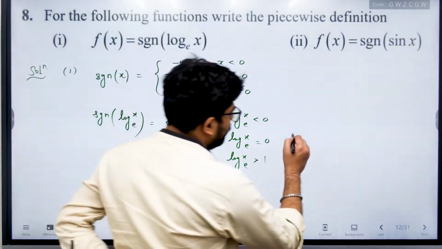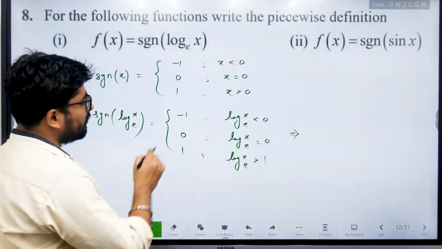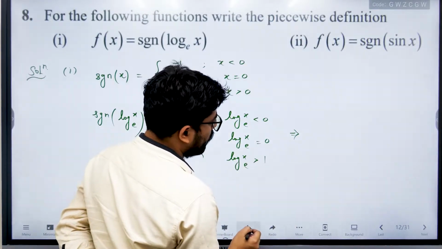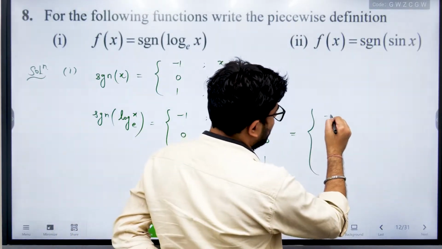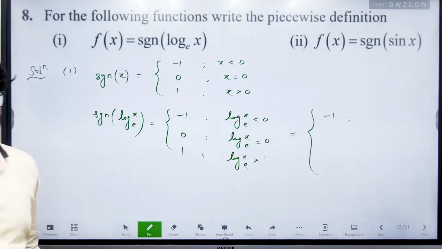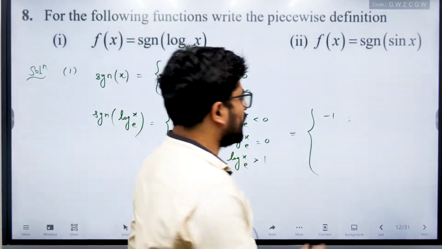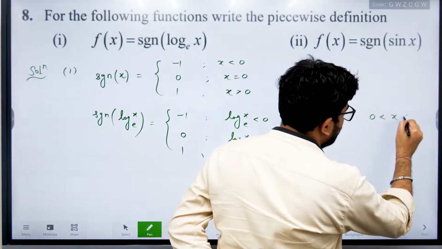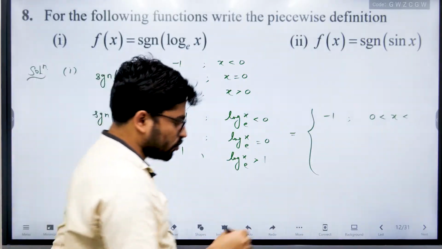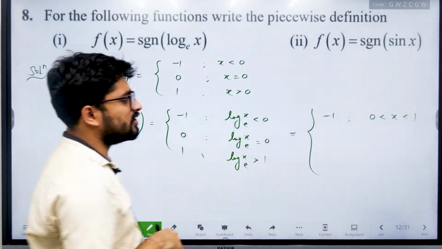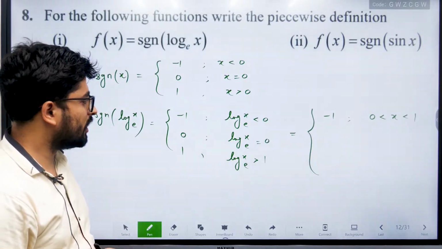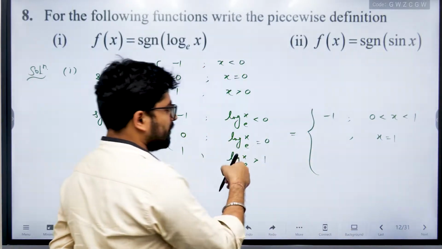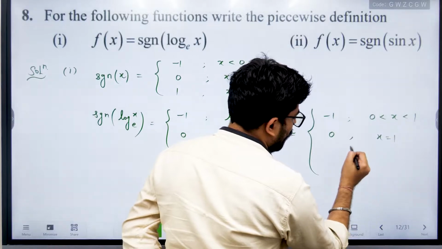So you know one thing, this is equal to minus 1 when log x to the base e is negative. So we already know x must be what? x must be greater than 0. So x must be greater than 0 and up to e raised to power 0, that is 1. So whenever x lies between 0 and 1, the value is minus 1. And we know that whenever x is equal to 1, log 1 to the base e is 0. So that is 0. Okay.